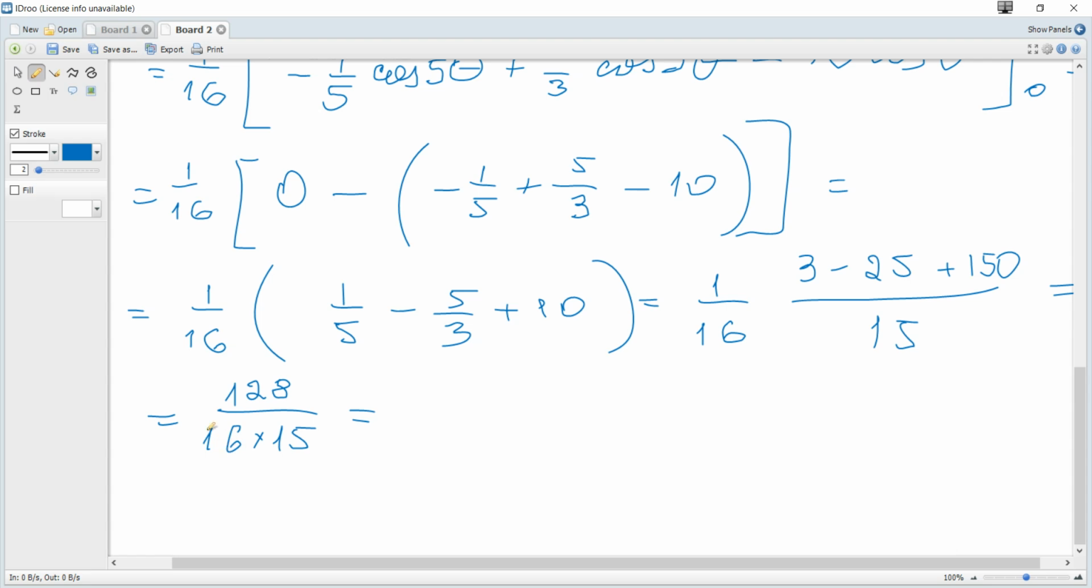Definitely it seems that it can be divisible by 16, but to avoid mistakes I will do it in a few steps. If we divide by 4, it's easy. It's 32 and 4, and again by 4, it's what, 8 over 15. 8 over 15.